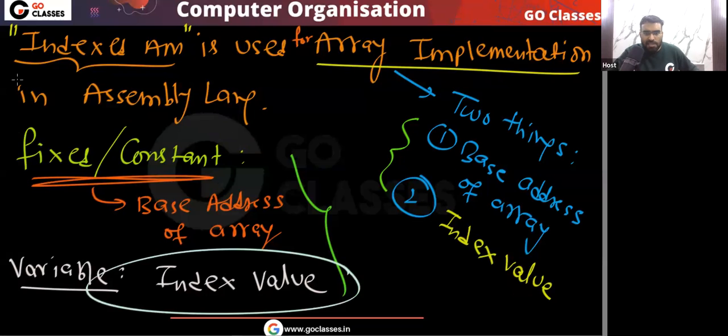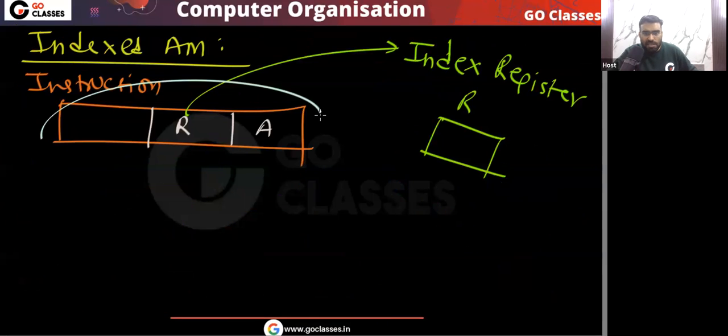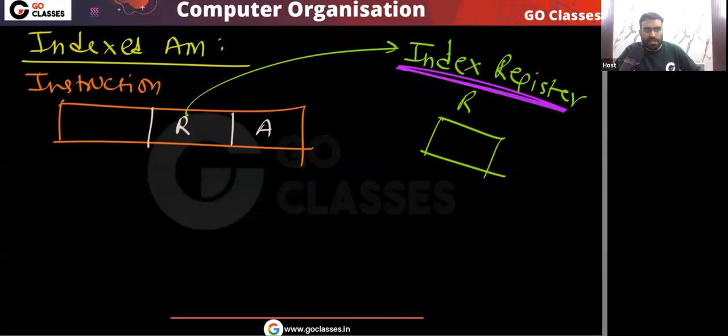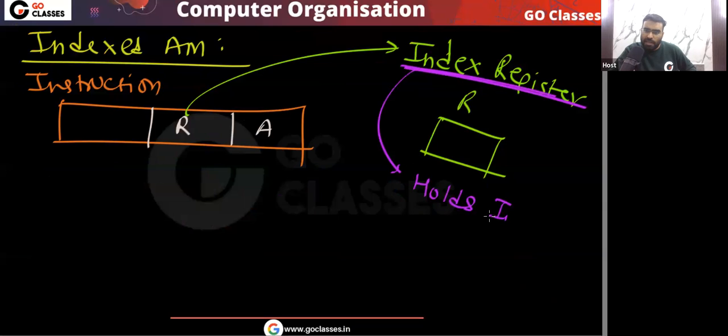So tell me, this index value, where will you put it? In the instruction, or in the register? This index value you will put in the register. Yes or no? Very simple. So in the index register, you will put the index value. Did you understand why we are putting the index value in the register?